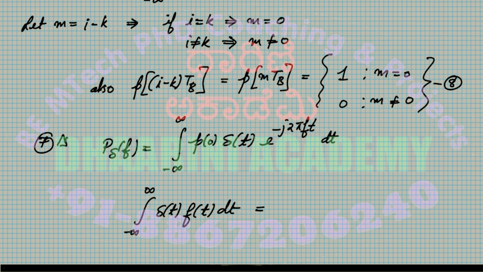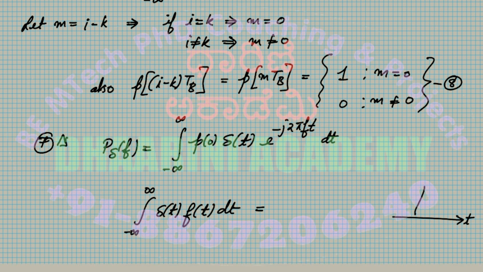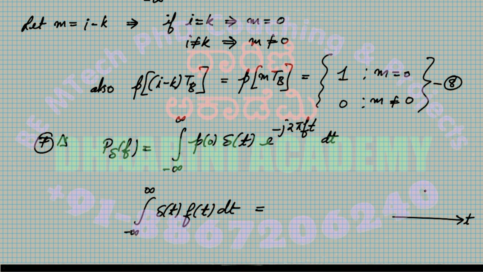Okay, I'll try to demonstrate so that you will never forget. So let's assume this is the time domain, time axis. Let's say this is the delta function, this is delta of t. Where is the delta of t located? At 0, t equal to 0, correct? Now I have a function like this. This is the f of t.